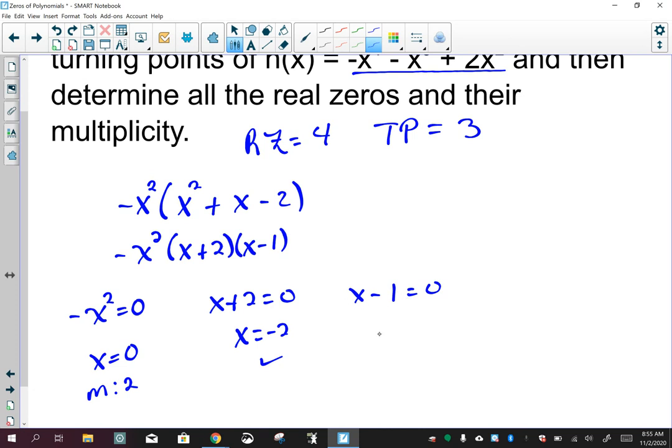And I have this one here. Move that 1 over, and I get that. And again, there's no other exponent other than 1, so it's just going to be that. So on this one, I've got a multiplicity of 2. X is equal to 0. And then I have these other 2 zeros as well.